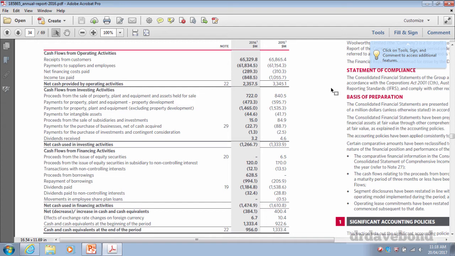What we can see is the biggest amounts are payments for property, plant and equipment, and proceeds from the sale of property, plant and equipment. They've spent nearly $2 billion cash on property, plant and equipment that year, and they've received over $700 million in cash for selling property, plant and equipment. So it's negative all up because they seem to be investing in things.